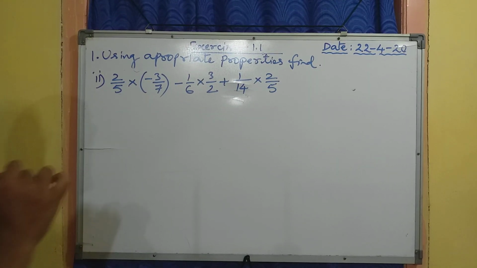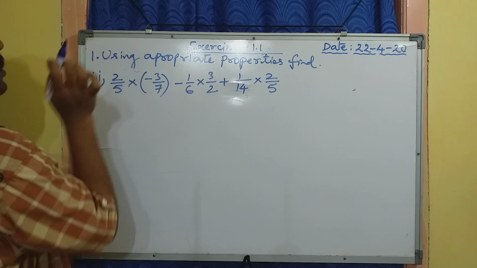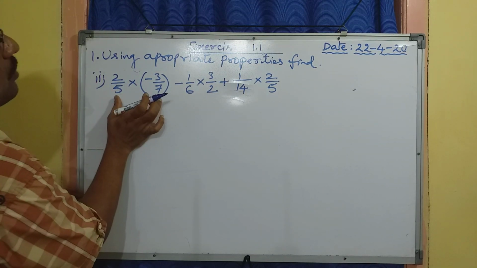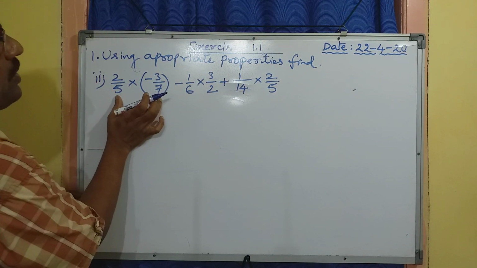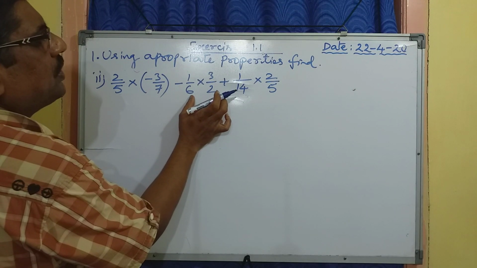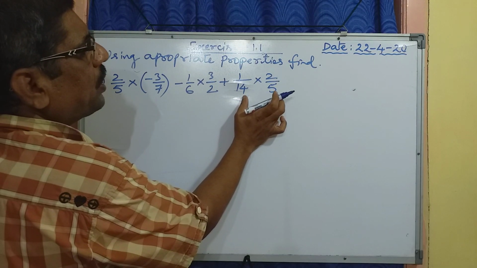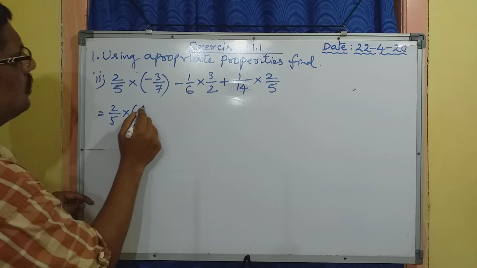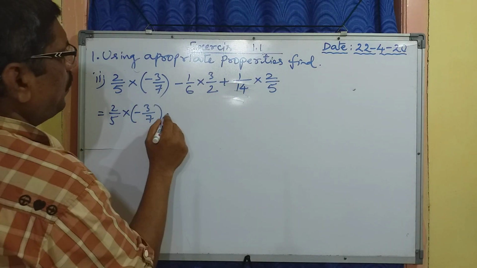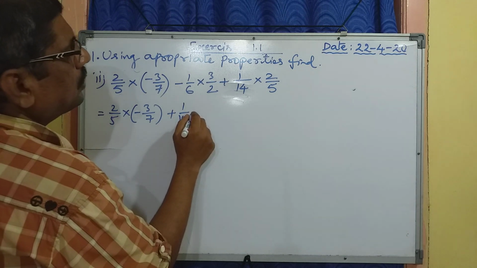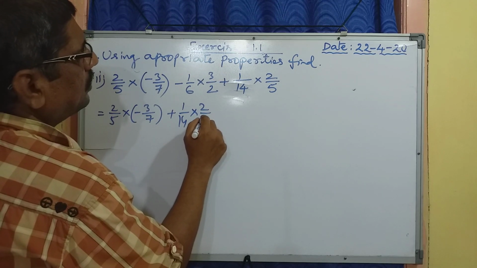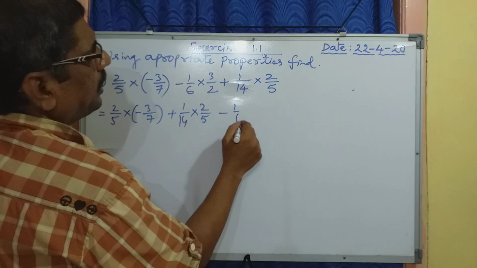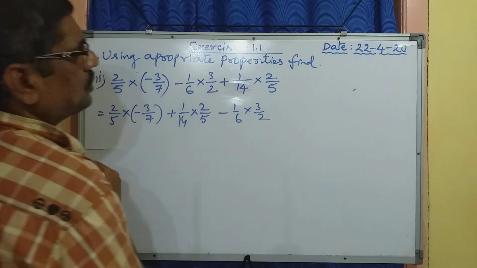Now let us do the second problem in the first Roman. Here also we have three terms: 2 by 5 into minus 3 by 7, minus 1 by 6 into 3 by 2, plus 1 by 14 into 2 by 5. Let us write the first part and the third term side by side, and let us send the second term to last.